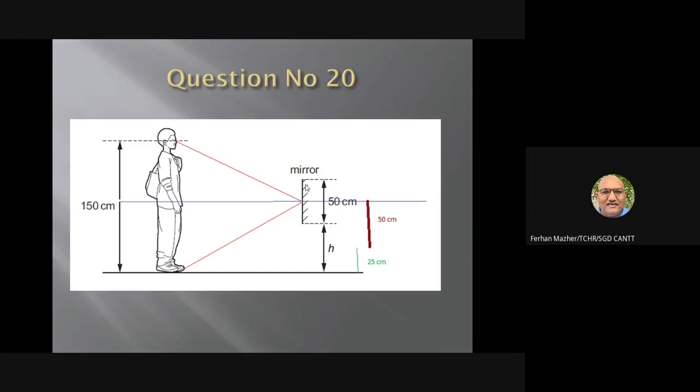So if the whole mirror is below this blue line, the mirror is 50 centimeter, and the height of this blue line is 75, half of the 150. So this gap here will be only 25 centimeter. This is the question: how much will be this gap? He's naming it as H. This will be 25.